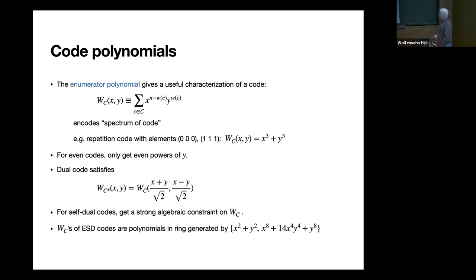And it's in fact such a strong constraint that there's a theorem which tells you exactly which polynomials have this property. It's due to Gleason, and the theorem says that all enumerator polynomials of even self-dual codes are in the ring generated by these two enumerator polynomials. This one is the enumerator polynomial of the repetition code on two bits. And this one is actually the polynomial for the extended E8 Hamming code.